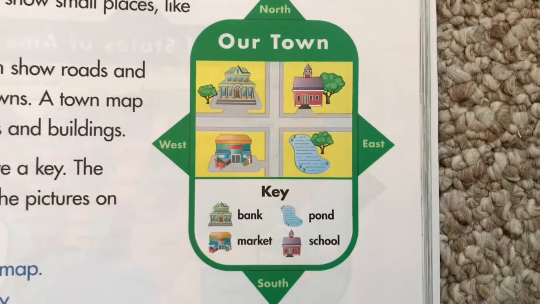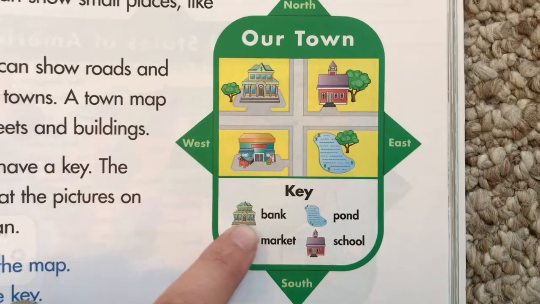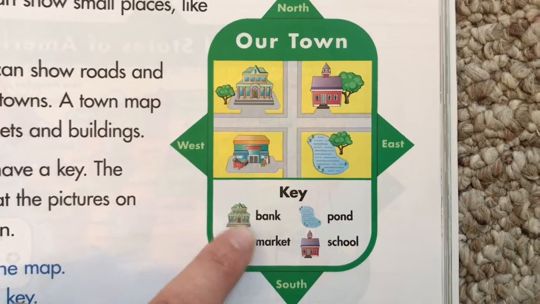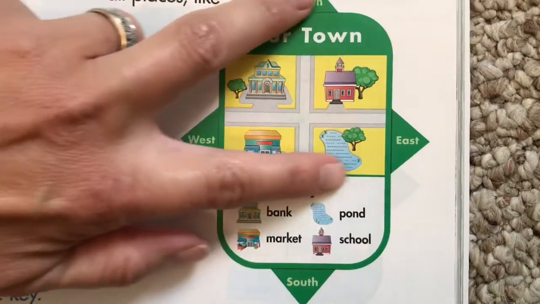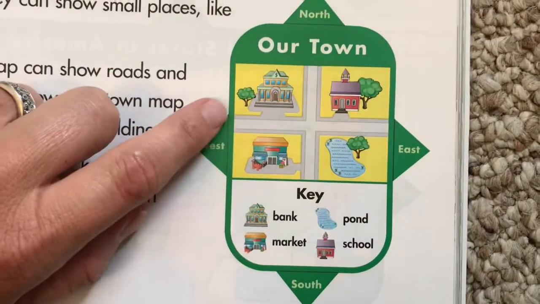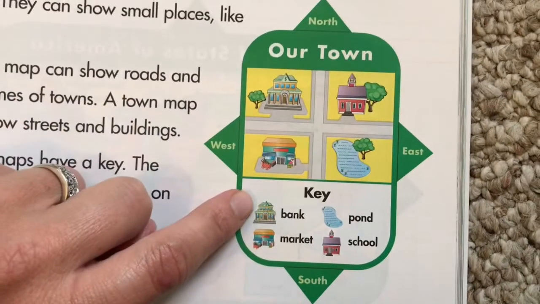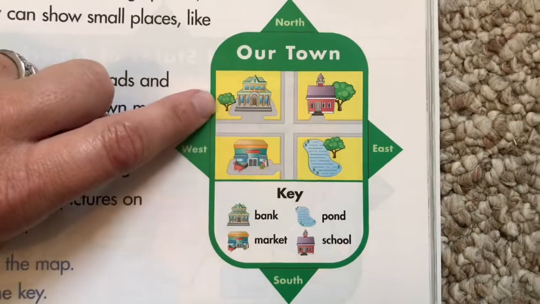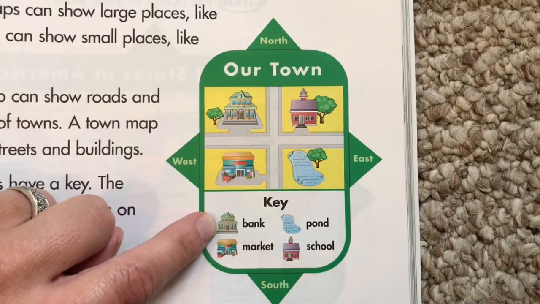Okay, so this is our map key. When we see this picture, that means that it's a bank. Now, the key is not part of the actual map. This part right here is the only part that is the map. The key is just giving us information about the map. So when we see this picture, we know that this means bank.